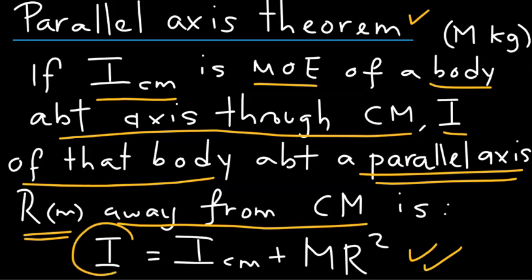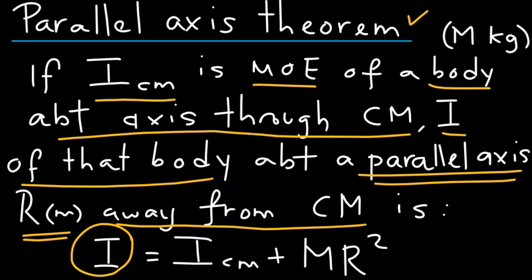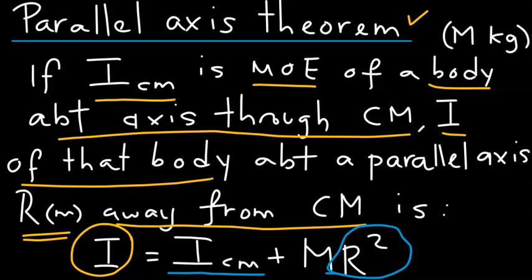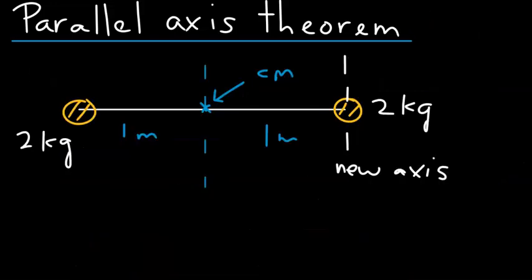So the new value for the moment of inertia is given by the moment of inertia of that system about an axis that passes through the center of mass, plus a term that is dependent on the square of the distance between these two axes. And of course, an important condition for this theorem to work is that these two axes must be parallel to each other. To highlight how the parallel axis theorem works, let's look at this very simple example.